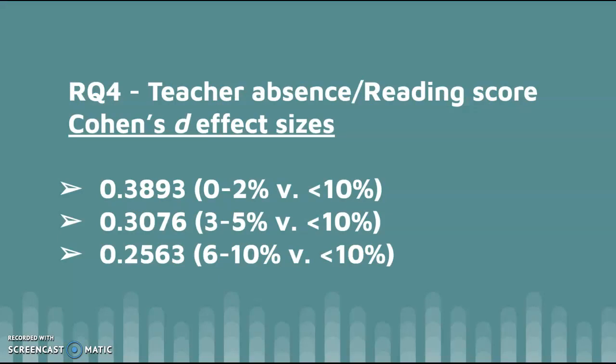Research question 4, regarding teacher absence and reading scores, yielded the following results, which were similar to those of math scores. These are also in the weak effect range for Cohen's d, but they are significant.